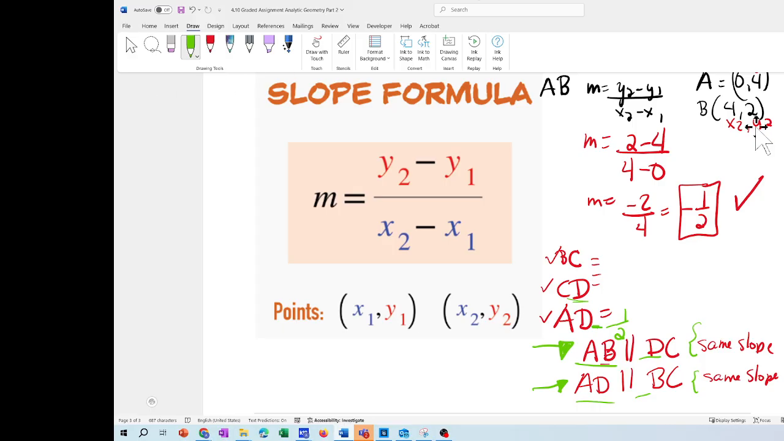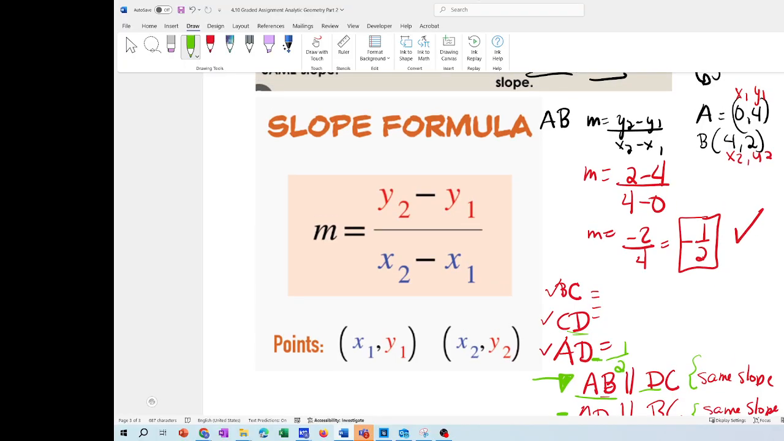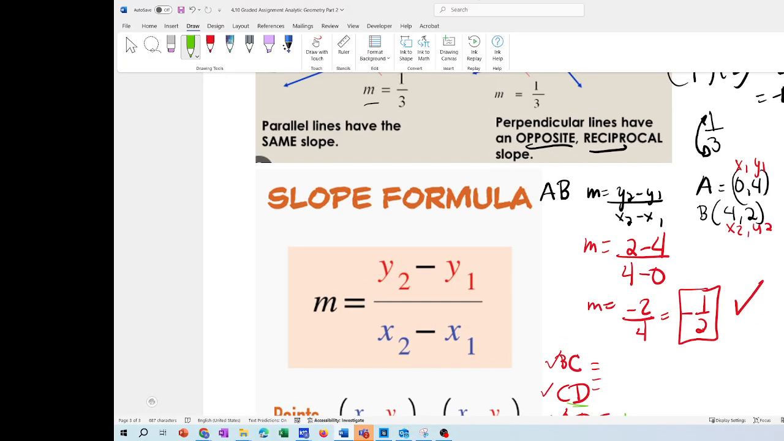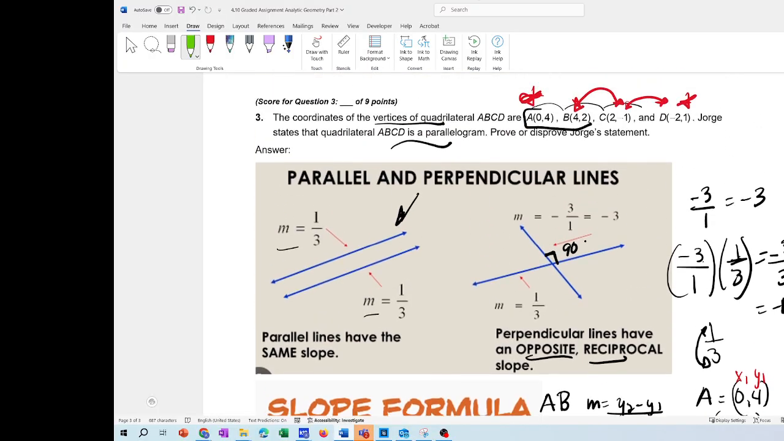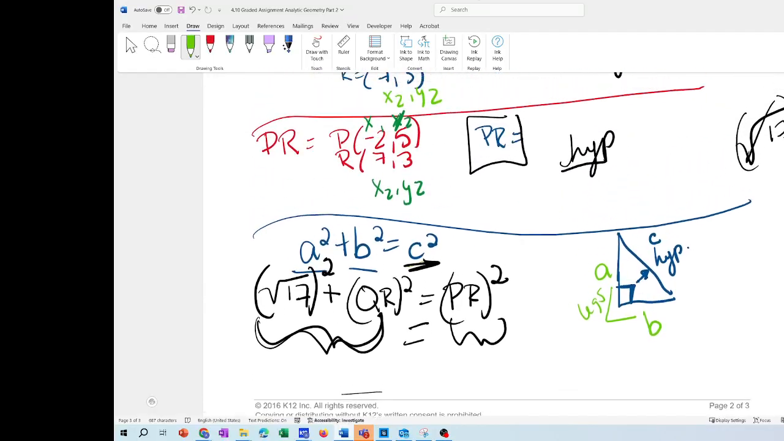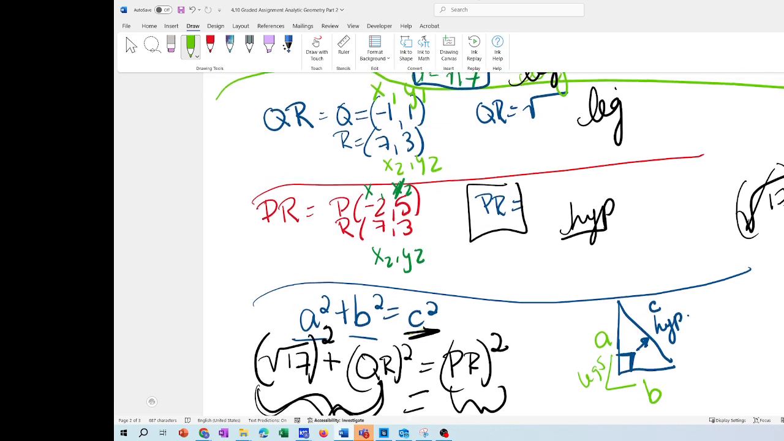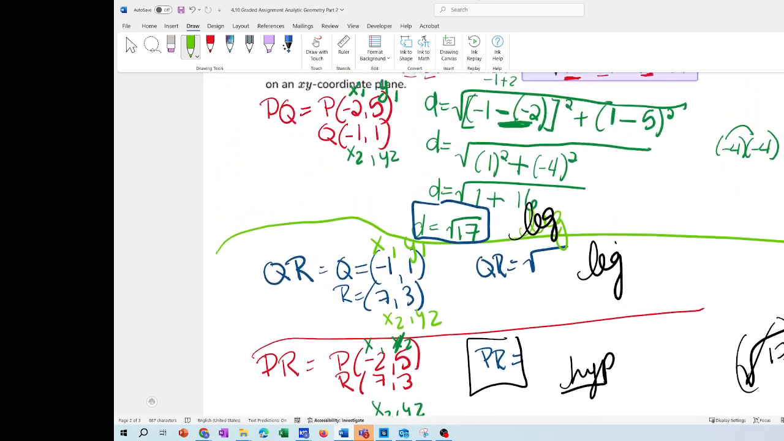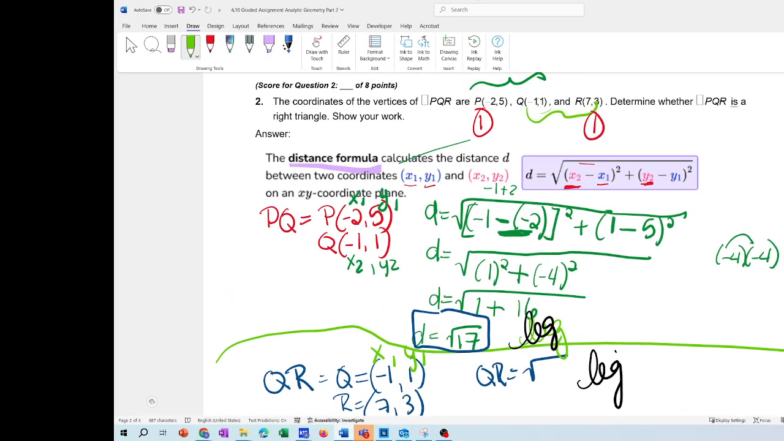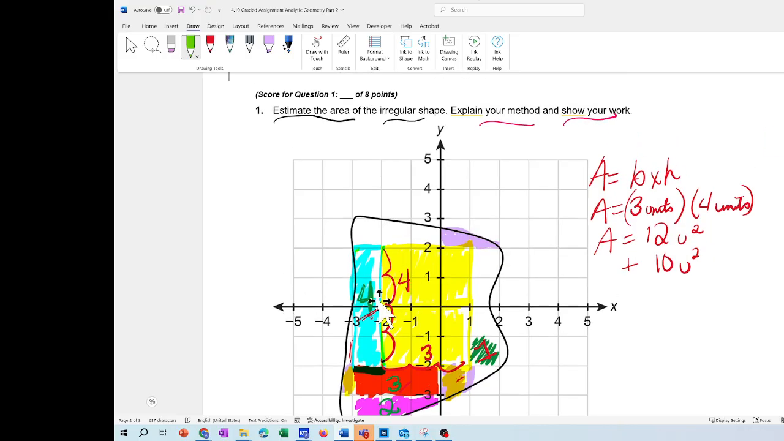Okay? And that's it. That's the last part. Make sure you have 4 answers for number 3 and the conclusion explaining why it is a parallelogram or not. The same thing for number 2. You should have 4 answers and explain why. There needs to be a conclusion if it's a right triangle or not. And number 1, I need for you to show your work and the addition of the area.